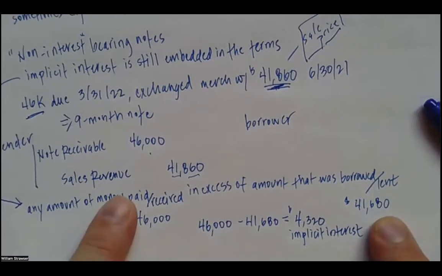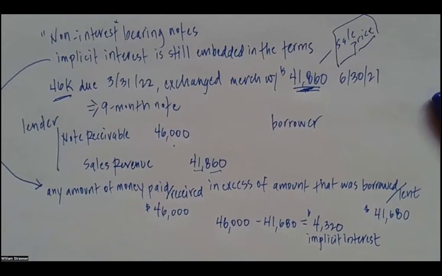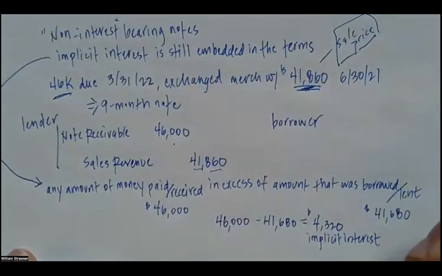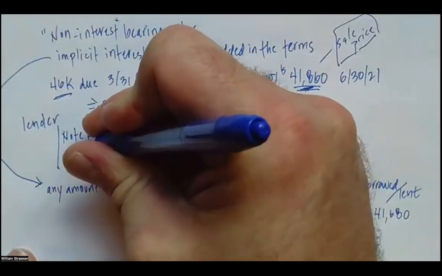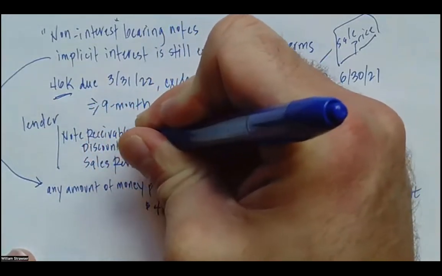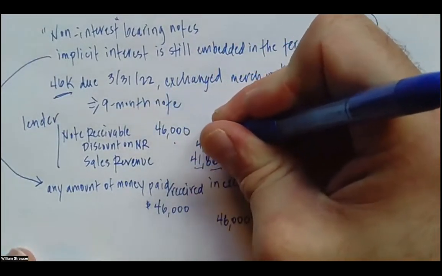Because I lent this much but get back this much, that means I'm getting some interest. Even though it's not explicitly stated, you have to pay me 2% interest every month or every 6 months or every year, that would be explicit interest. But the fact that they're paying me back more than they borrowed, that's implicit interest. And we record that implicit interest as a discount on the note receivable. I'll just shorthand it NR, 4,320.